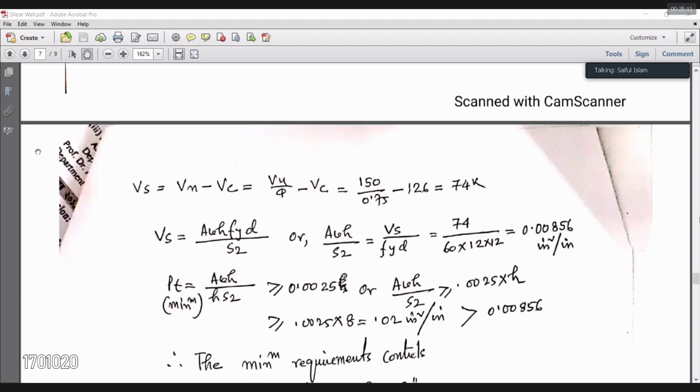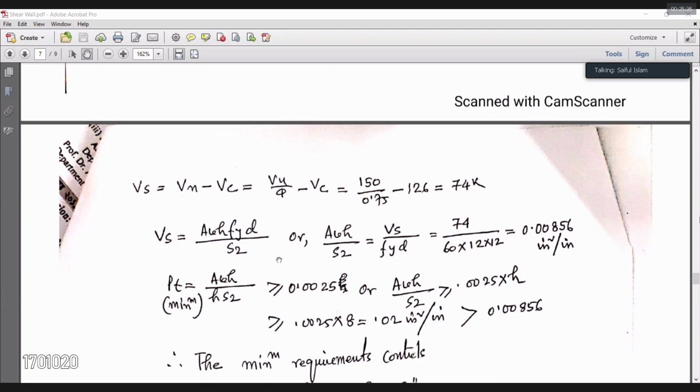Now you calculate your Vs, how much shear is to be resisted by steel. So Vn minus Vc, Vn is Vu by φ, minus Vc you have already calculated. So 74 kip shear is to be carried by steel. So you write down the formula for Vs. Vs equal to Avh fy d by s2.